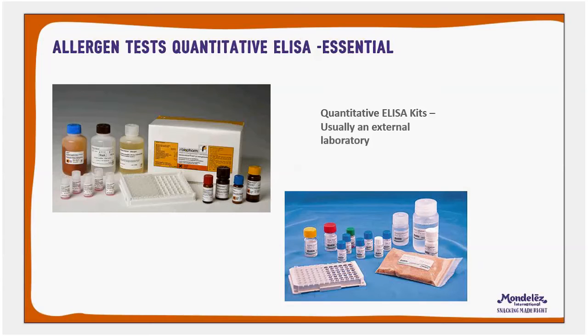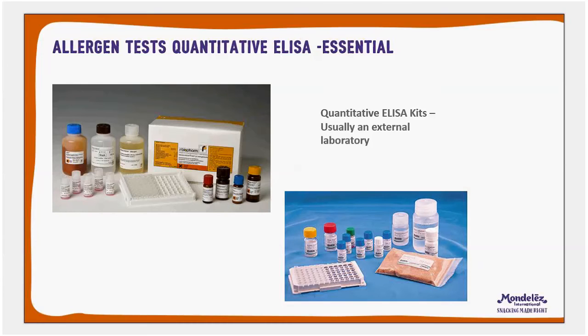And the way it works is that the standards will be used to create a colour change, and usually the darker the colour, the more the allergen. And from the range of the standards, a standard curve will be created, and you'll be able to measure unknown samples against the standard curve, and this is what will give you a quantitative result.